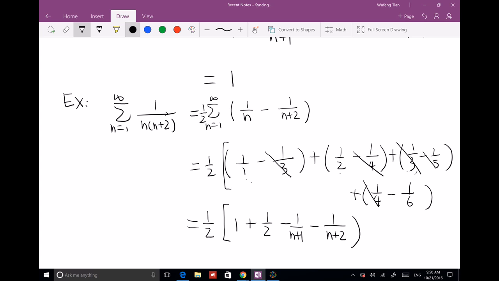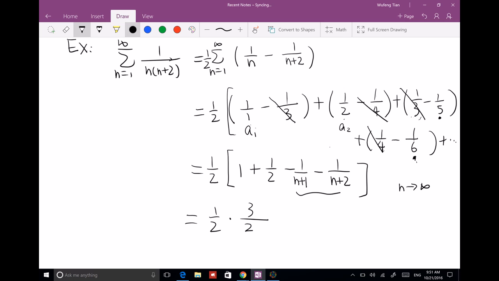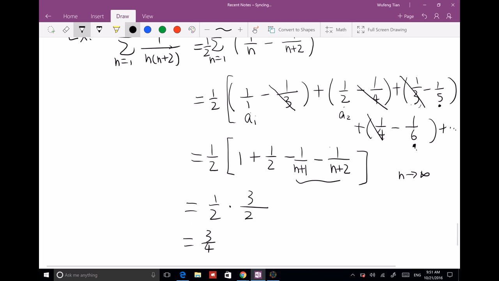Okay, so the reason I can know which ones are not cancelled: this is a1, this is a2, right? 1 over n, and then this is your last term, 1 over n plus 2. This one will not be cancelled, and this one will not be cancelled. Even if you continue, the last term is 1 over n plus 2, and this is 1 over n plus 1. So these will not be cancelled out. And if n goes to infinity, those go to 0, so 1/2 times 1 plus 1/2 will be 3/2 times 1/2, which equals 3 over 4. Does that make sense?